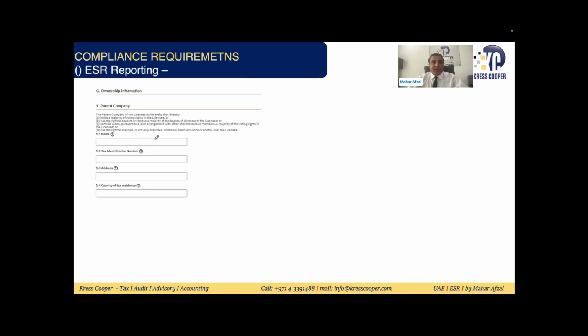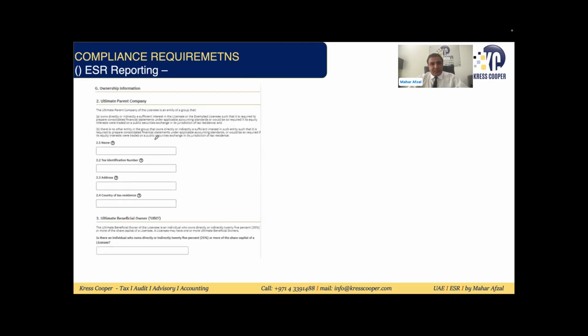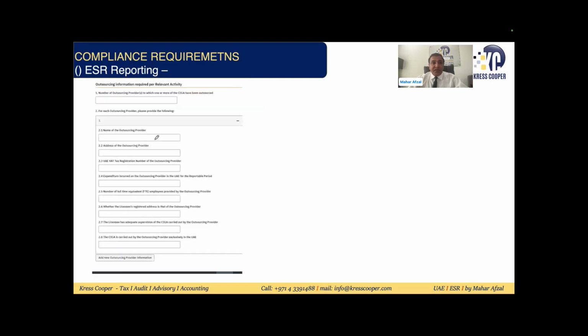This further information: ownership, name, tax identification number, addresses, tax residence. Again, outsourcing information. I have already discussed you can outsource it, but if you have outsourced, are you supervising? Does the party to whom you are outsourcing have sufficient resources, sufficient expenses, adequate assets, adequate employees? This is all information related to the licensee, the party to whom you have outsourced your functions.